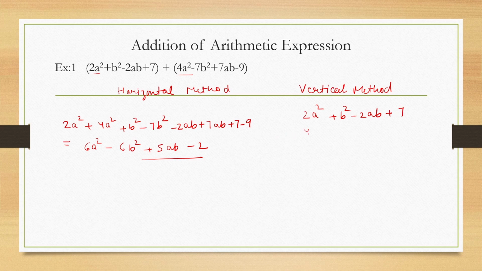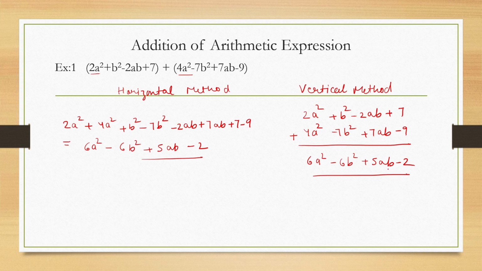So this will be 2a square plus b square minus 2ab plus 7. Okay, so now we will put the terms like b square here, minus 7b square plus 7ab minus 9. In this way we will add up these two expressions. So this will become 6a square, this will be minus 6b square, this will be plus 5ab, and this will be minus 2. I hope it clears to you.